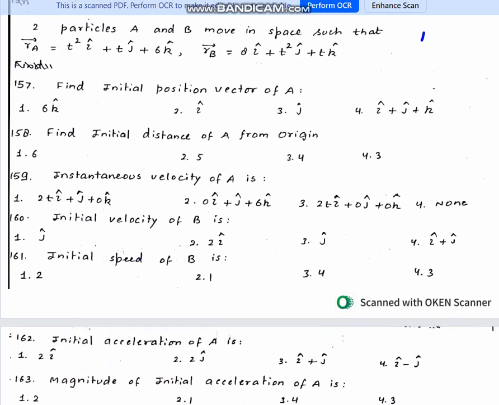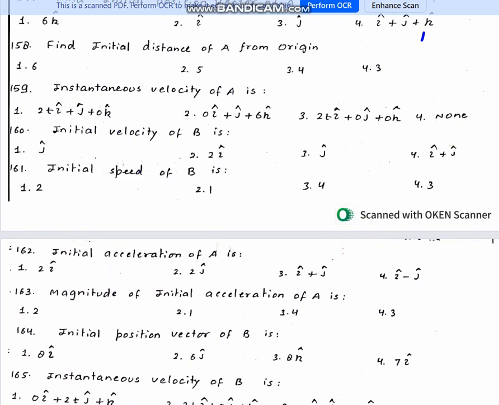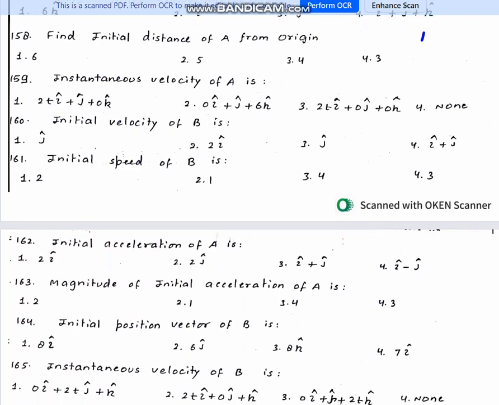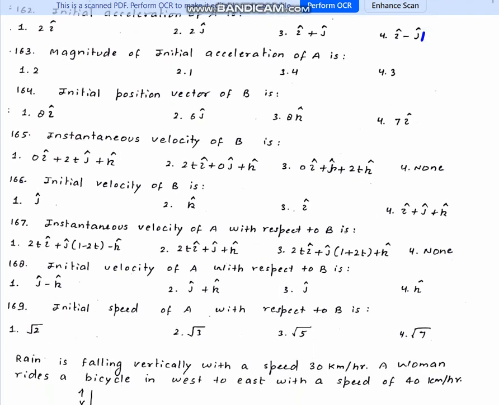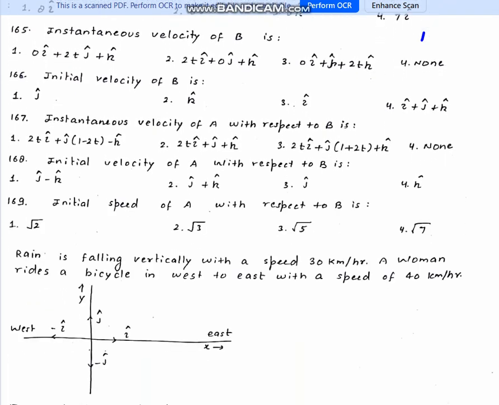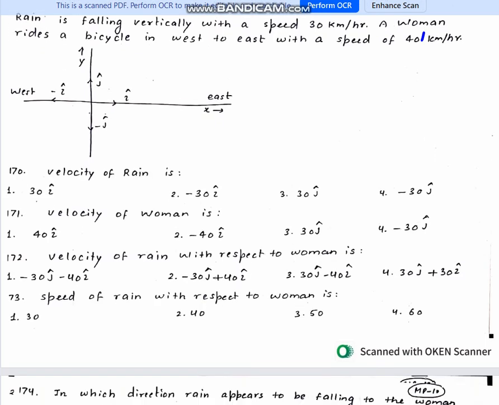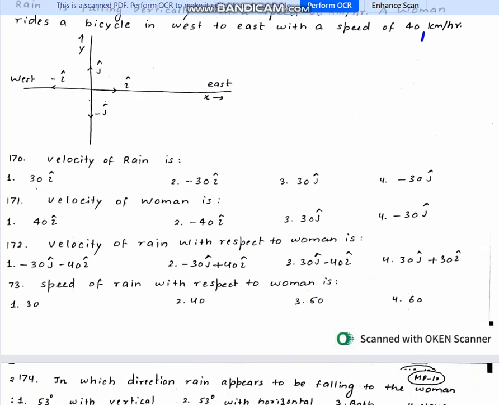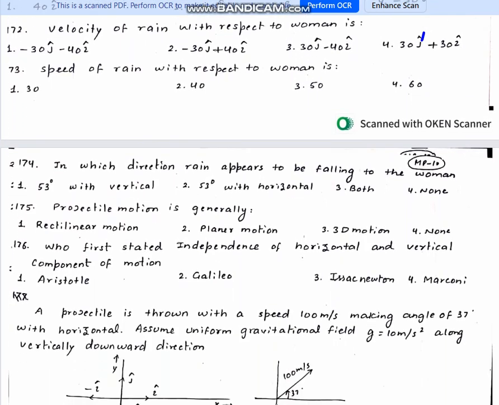Then we are given a problem on two particles. We need to find initial velocity, initial acceleration, initial distance. Then we need to find relative velocities of A with respect to B, then B with respect to A, then the magnitudes. Then we have a question based on the rain problem. We need to find velocity of rain, movement, relative velocity, relative speed, direction.